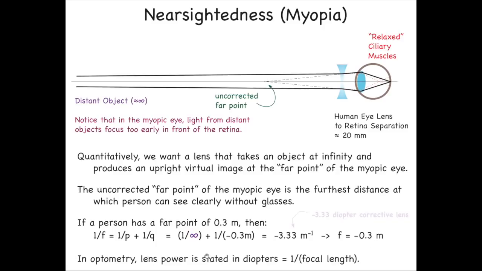Now in optometry, lens power is stated not in focal lengths, but in this thing called diopters, which is just 1 over the focal length. So that's this. 1 over the focal length is 3.33 inverse meters. Inverse meters is called diopters when you're talking about corrective lenses. Right? So the prescription for this person would be a minus 3.33 diopter corrective lens.